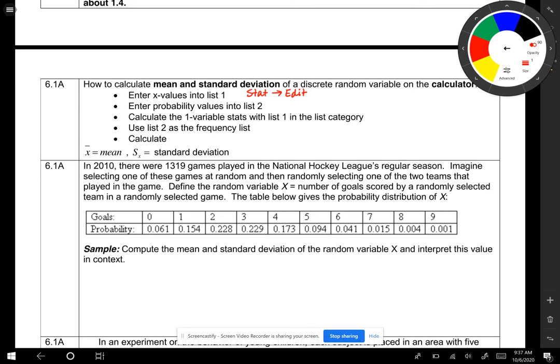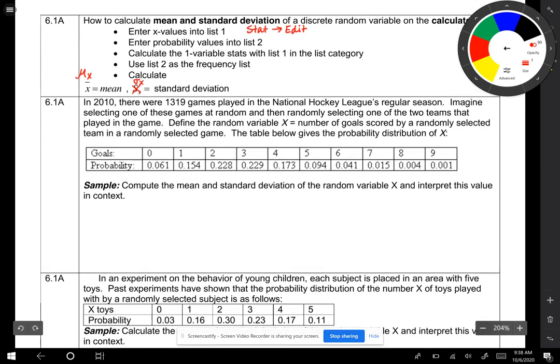I might go ahead and do the bottom one with you guys, actually. When you do the one variable stats, you will use x bar as your mean, even though we are using that as our expected value. But you will not see the sample standard deviation, that will be left blank. You will see this as your standard deviation. So let's just do this example.